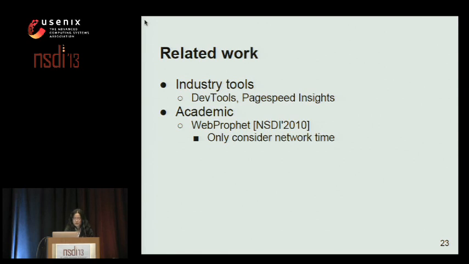In academia, WebProf pioneered the research to understand page load time. It treats the browser as a black box, and it extracts dependencies between network loads. So it only considers network by ignoring computation. Our work is different in that we consider what actually happened inside the browser, which includes both network and computation, and we find that computation is actually significant. And we can easily run experiments with our tool at scale.